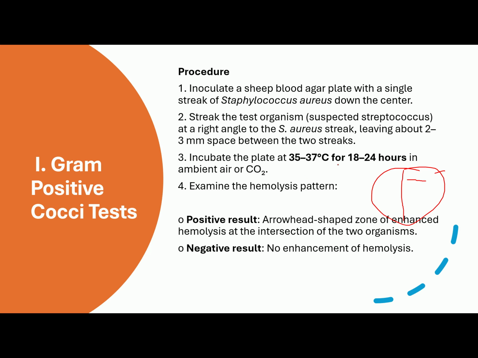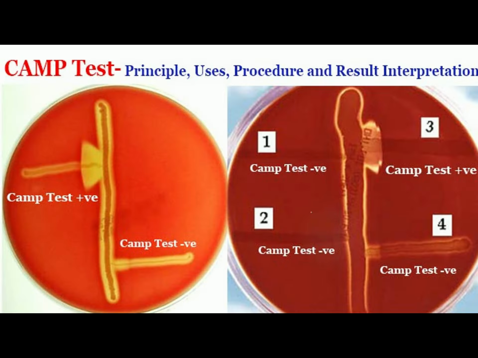Then incubate at 35 to 37 and examine the hemolysis pattern. An arrowhead-shaped zone of enhanced hemolysis at the intersection of the two organisms is positive, while no enhancement of hemolysis is negative. So this is it.